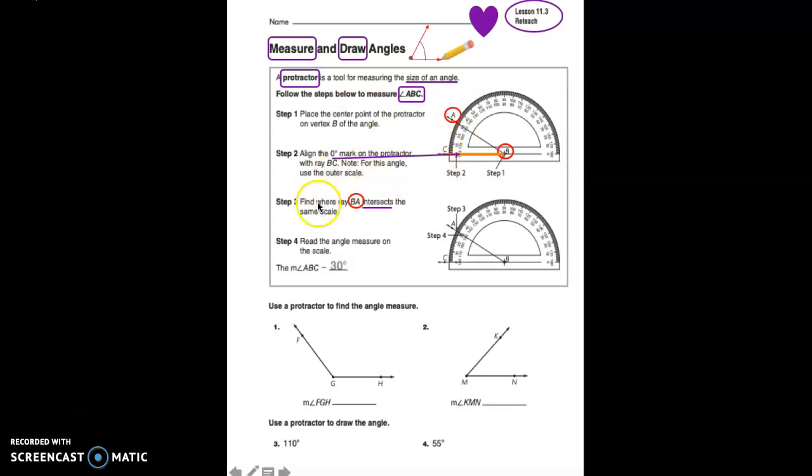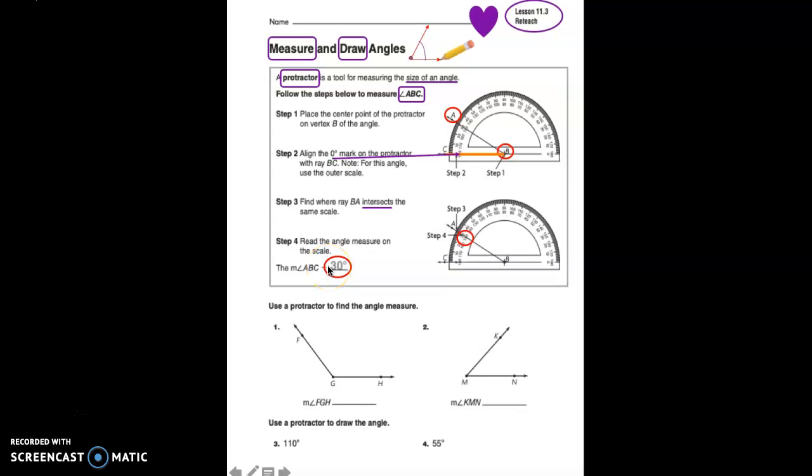Step 3. Find where ray BA intersects the same scale. So I'm going to take my look here, B and A. Using the numbers on top, or the degrees on top, I'm going to look at where it intersects or meets. Step 4, read the angle measure on the scale. I know it's a little hard to see on here, but the number is 30. So the measure M of angle ABC is 30 degrees.